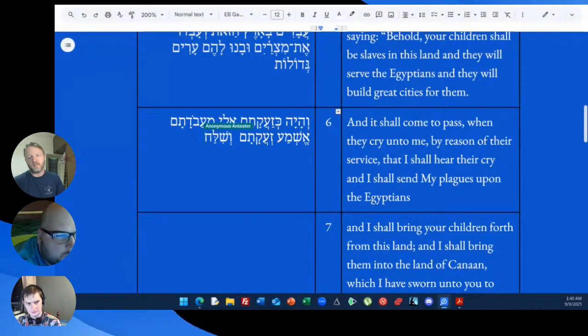Yeah, so za'ak is not used as an infinitive construct with the suffix after kaf. When they cry unto me. My plagues. I actually don't know what the plagues are. I've never actually read the plague narrative.